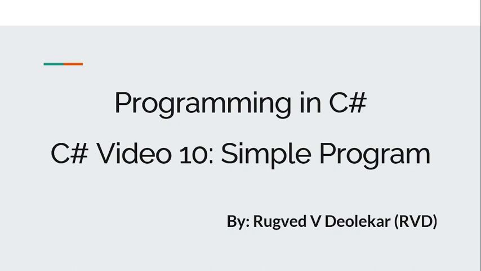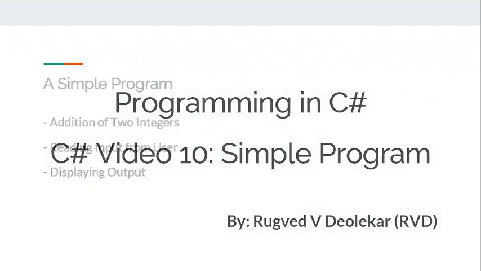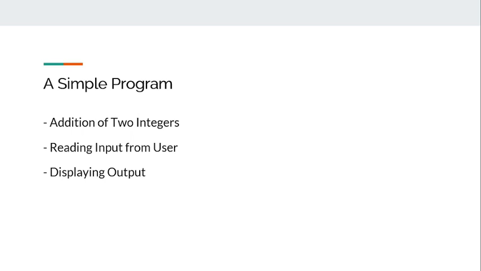So we are in my playlist Programming in C#, and here's the next video for you, video number 10. We will be starting with the simple program. The aim here is to have a very simple addition of two integers program, and for that what we are supposed to be aware of is how do we do reading of an input from user and how do we display the output. So I'll just quickly cover that much part and we can head towards the program.